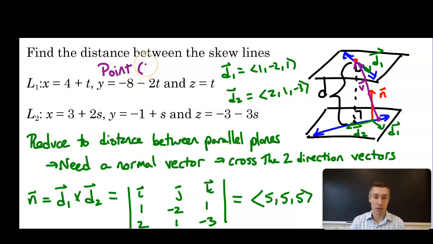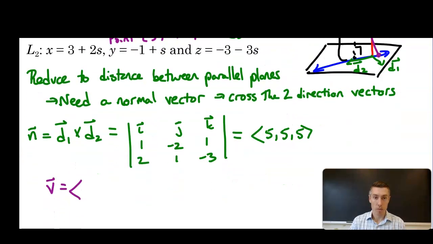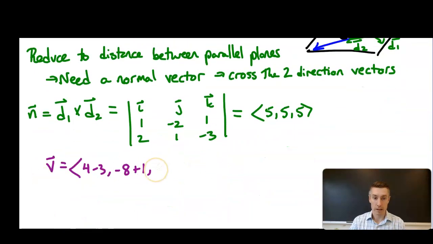So the point on the first line, if t is 0, that makes it 4, -8, 0. And then a point on the second line, if s is 0, that's 3, -1, -3. So this was t equals 0, and this was s equals 0. So our vector v then is 4 minus 3, -8 plus 1, and then 0 minus -3, so 0 plus 3. So we have 1, -7, 3.